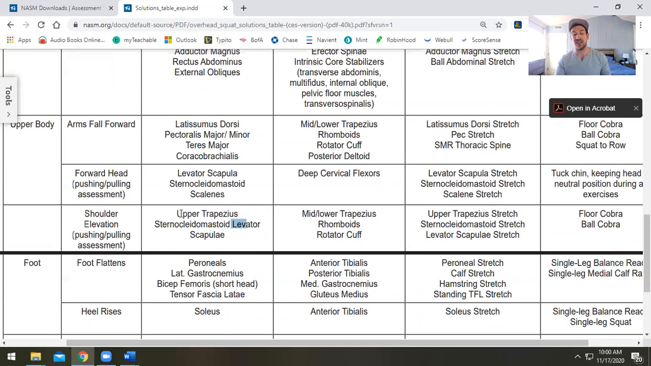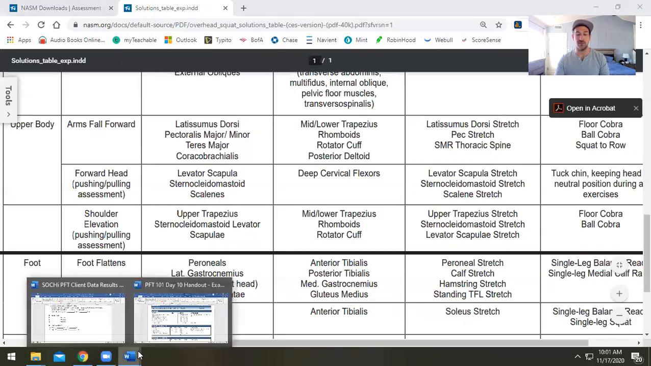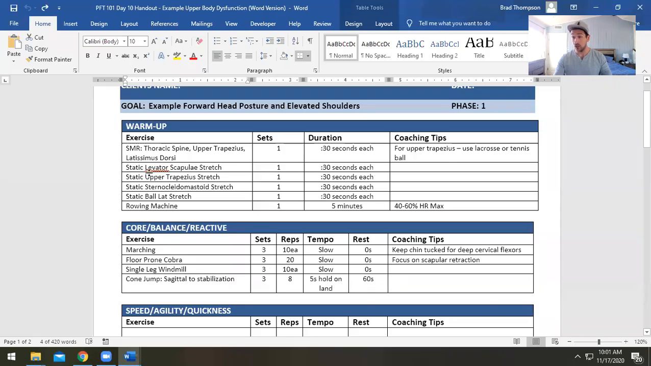And then the only one that's slightly different here is the upper trapezius is overactive in elevation, and the scalenes are overactive in forward head. But both of those are actually stretched the same way. So those are our overactive muscles, right? So what we're going to do to stretch those out is we are going to foam roll the thoracic spine.